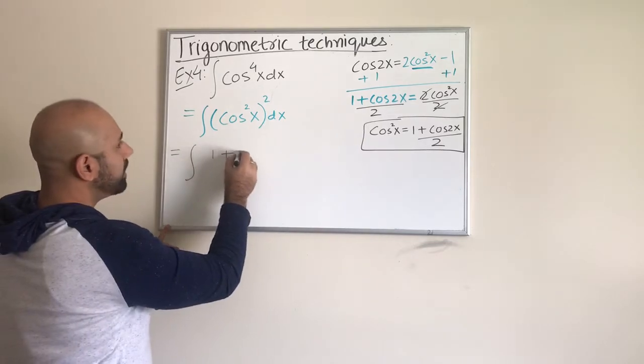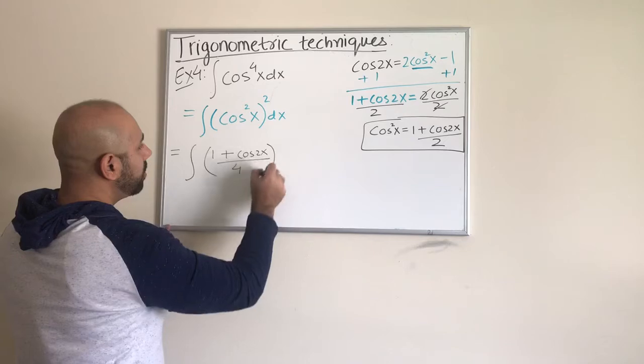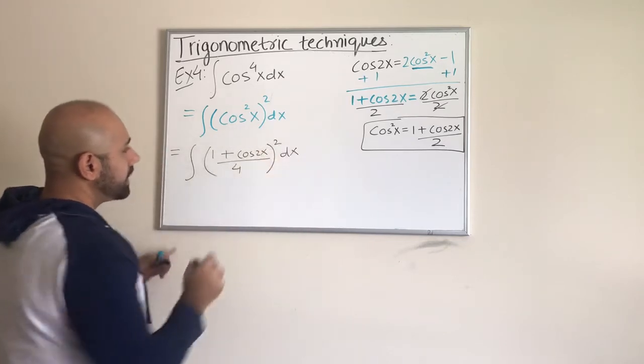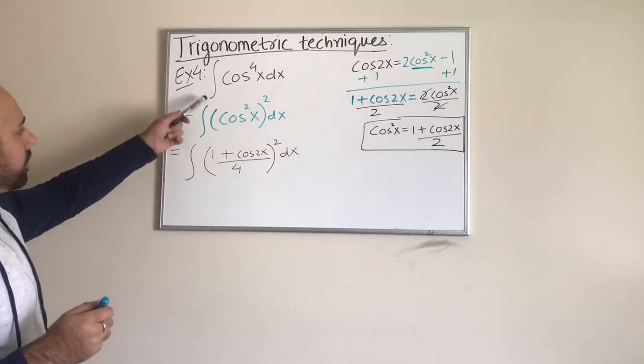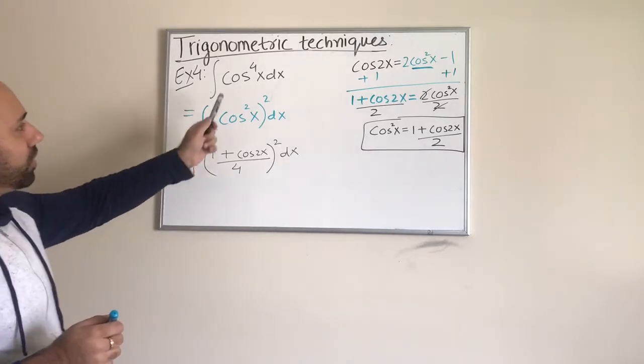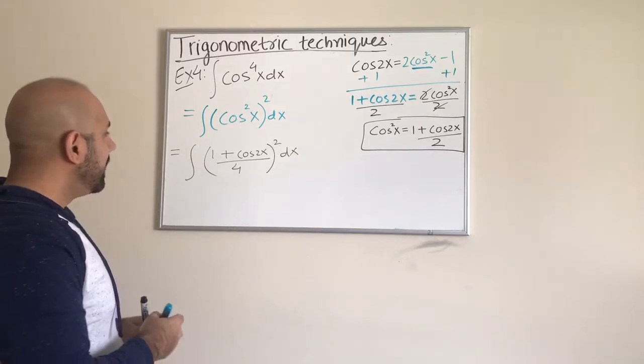So it's going to be 1 plus cosine 2x divided by 4, and then whole square. Of course, there's a dx with it. Okay, that is step number... Of course, this is step 1. Then we have to go on the side and try to see that identity, bring it back here, and substitute.